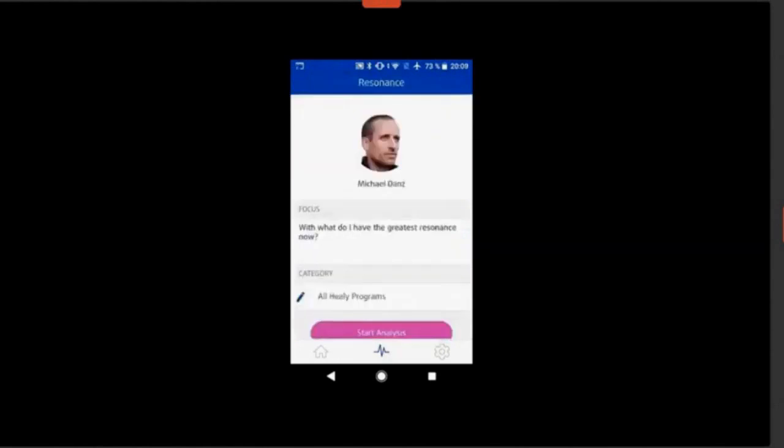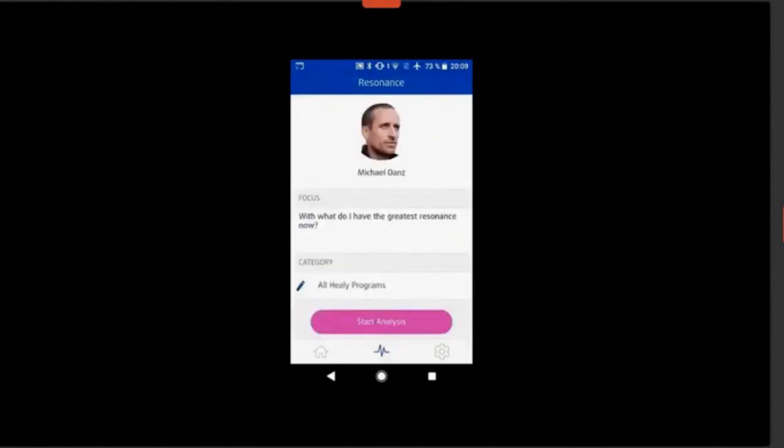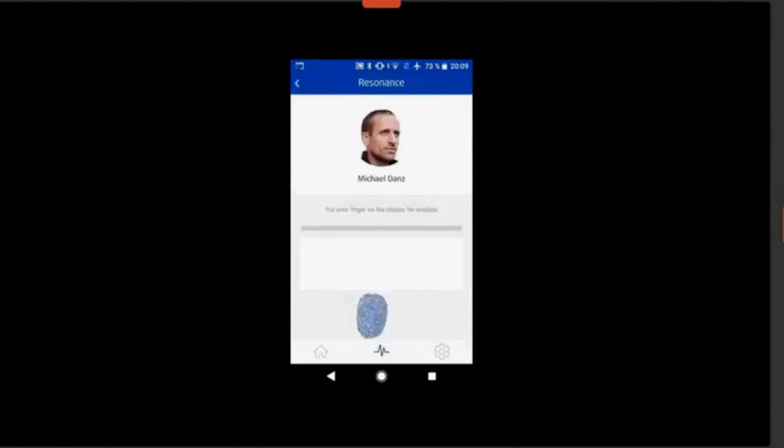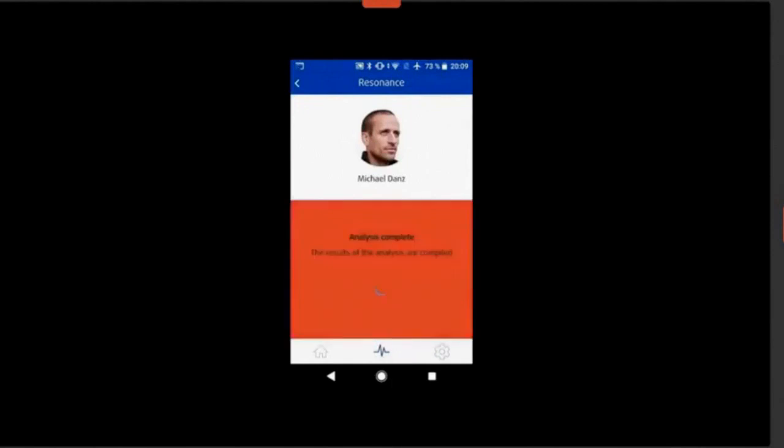So now I go all Healy programs and now I start the analysis. I put my finger on the screen. Remember what I said. Putting the finger on the screen just is there to make you aware of what you're doing right now. To keep the mental focus. Yeah, I guess now I have a bit of interference. Okay, that works. Good.